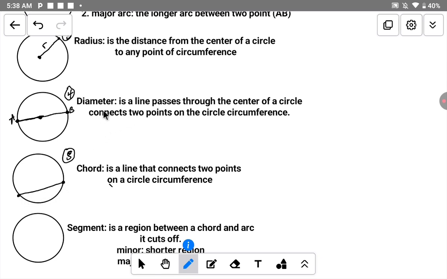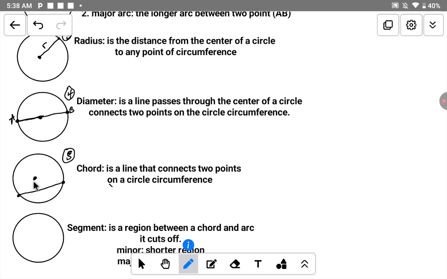The same thing here: a diameter touches any 2 points of a circumference because a diameter passes through the center of a circle. But a chord does not pass through the center of a circle. Let's say this is the center of the circle. So a chord must not pass through the center, but it is a straight line that touches any 2 points on the circumference of a circle.